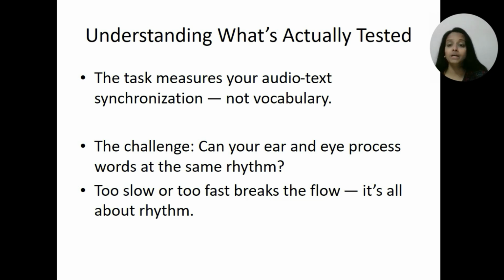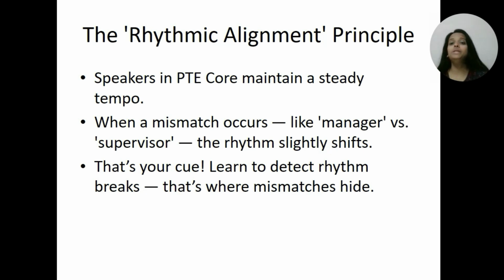Now, my first big secret is the rhythmic alignment principle. Speakers in PTE Core are trained to maintain a consistent tempo. So when a mismatch occurs, say the text says manager, but the audio says supervisor, the rhythm slowly shifts for half a beat. So that's your cue. A mismatch almost always feels wrong before your brain realizes it's wrong. So instead of reading faster, try to train yourself to listen for rhythm breaks. That's where every mismatch hides.